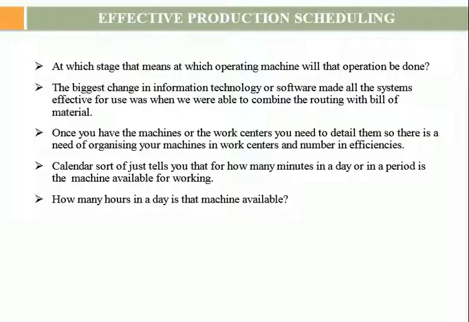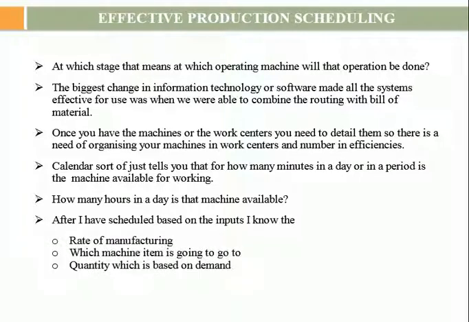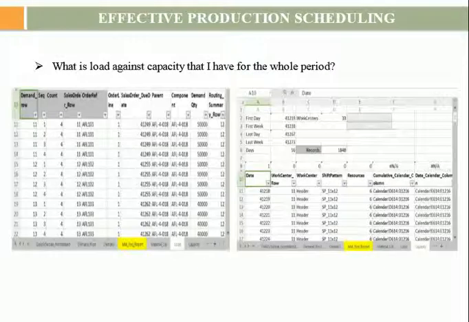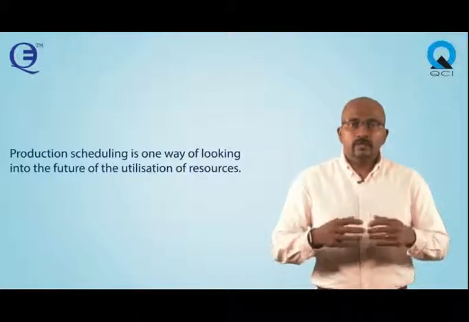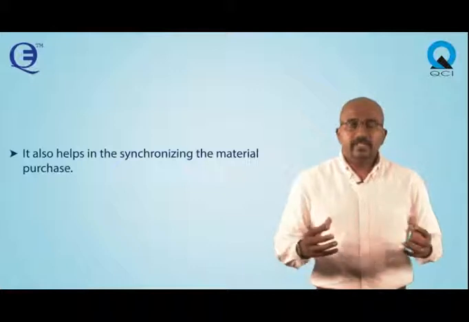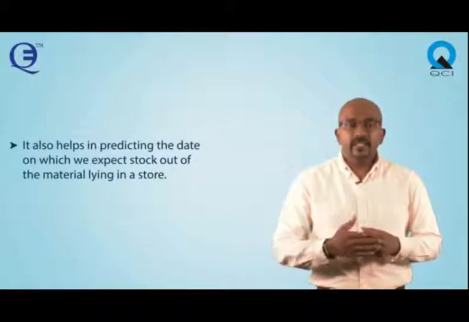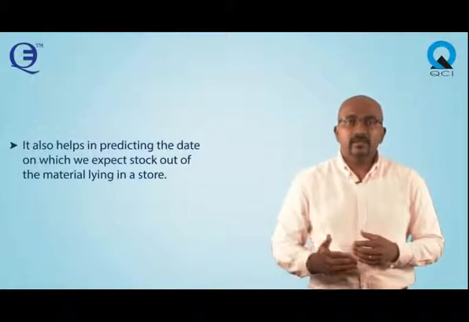Like I said earlier, production scheduling, finite capacity scheduling, is the core. Now, after I have scheduled based on the inputs, I know the rate of manufacturing, I know which machine our item is going to go to, and I know the quantity which is based on demand. I will be able to achieve the first step, which says what is the load against capacity that I have for the whole period. Production scheduling is one way of looking into the future of the utilization of resources. It also helps in synchronizing the material purchase. It also helps in predicting the date on which we expect a stock out of the material lying in a store.